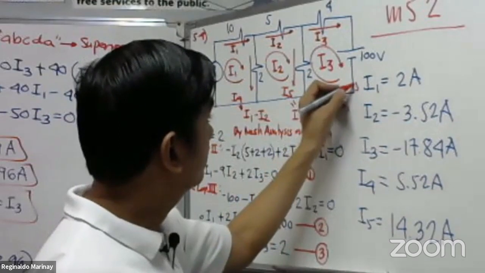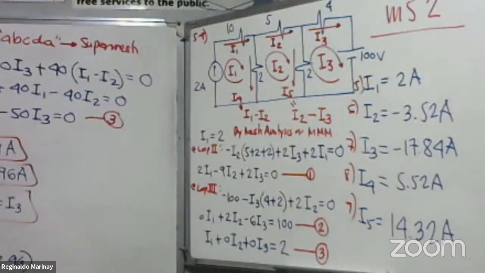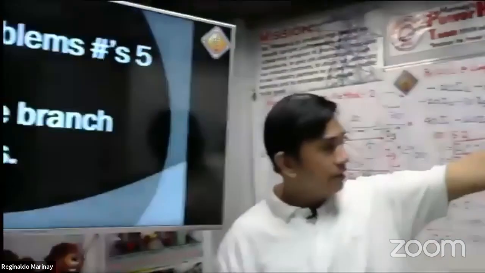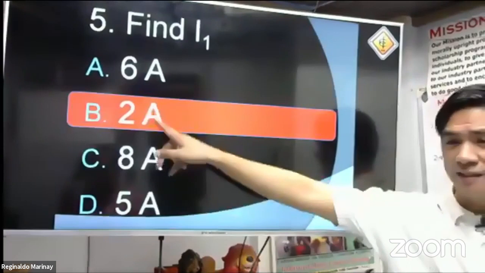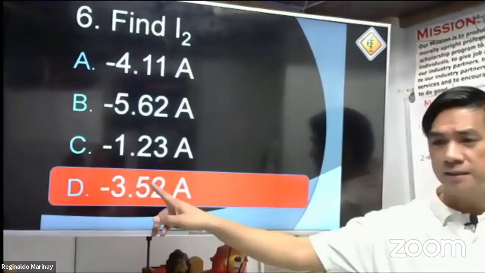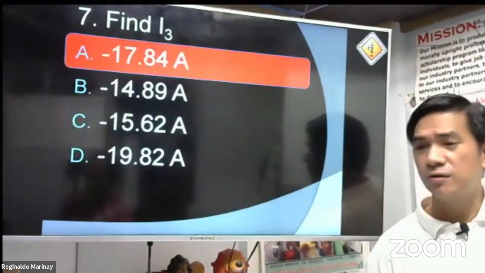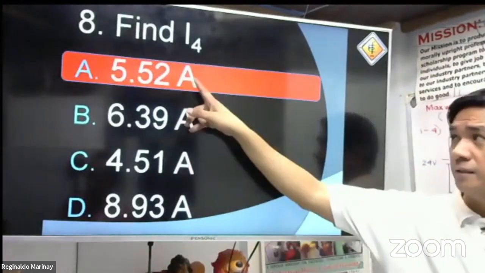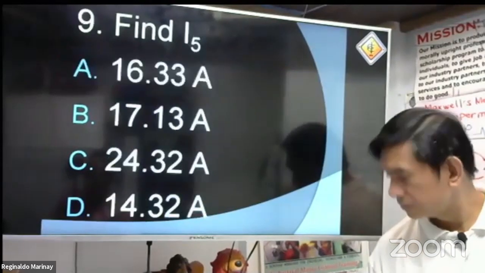This is actually for number 5, number 6, number 7, number 8, and number 9 questions. Let's check in our PowerPoint. I will just read what is on the board. Our I1 is 2 amperes. That's already given, right? For our I2, the board says negative 3.52. That's correct, letter D. For our I sub 3, that is negative 17.84. That's letter A. For number 8, that is 5.52. Yes, that's correct, letter A also. Then for number 9, that is 14.32. That's letter D.